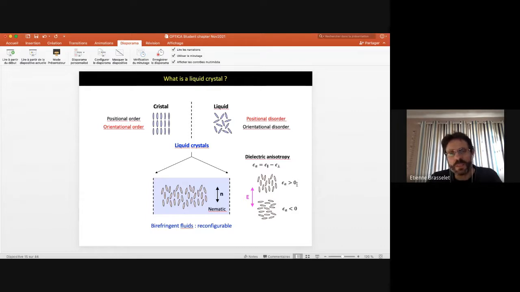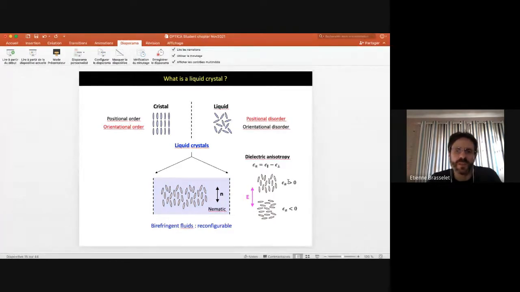If the anisotropy is positive, which means if the dielectric property is larger along the main axis of the molecules than along a direction perpendicular to it, it will be positive. If it's the opposite, it will be negative anisotropy. And in these two situations, the tendency to be oriented when an electric field is applied is the following.